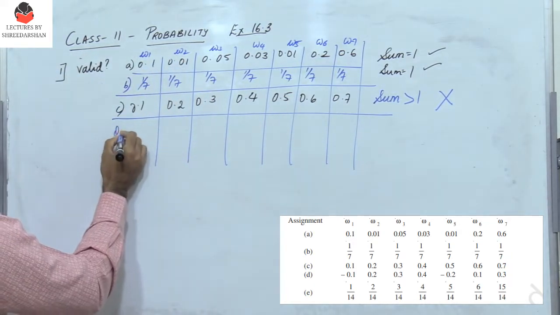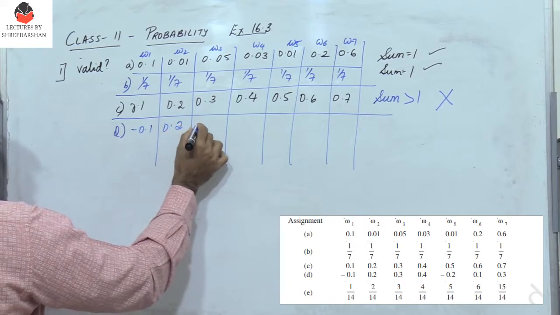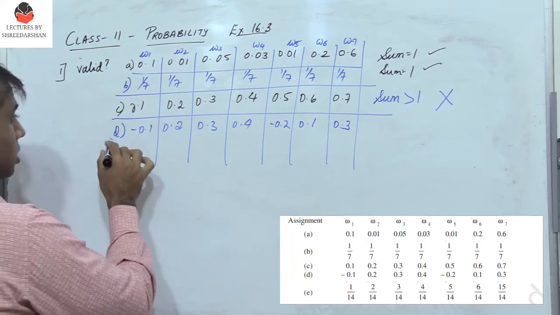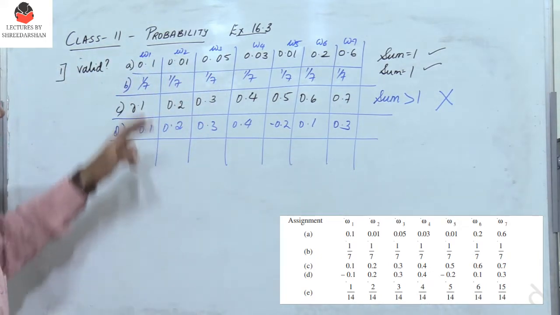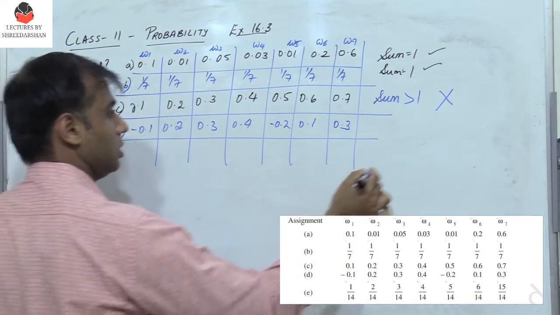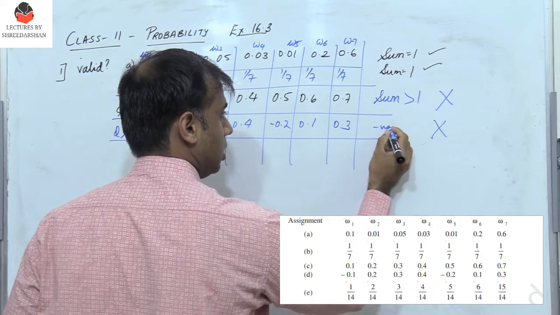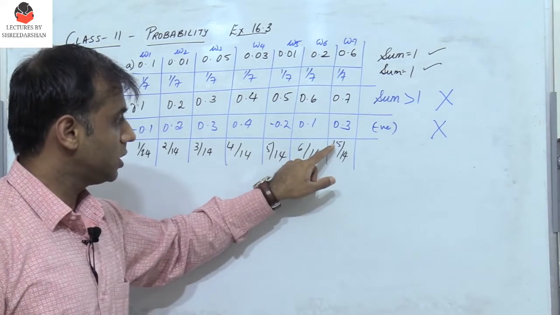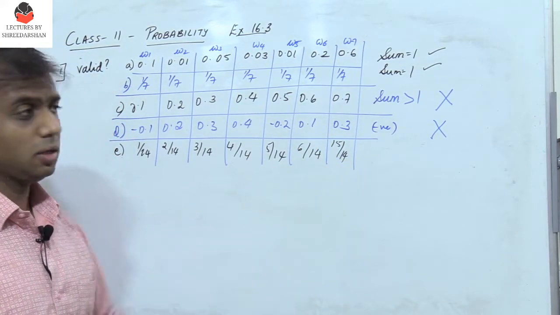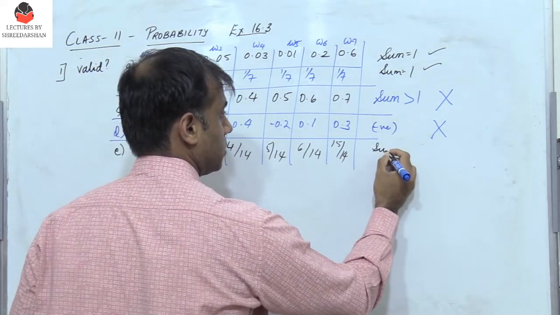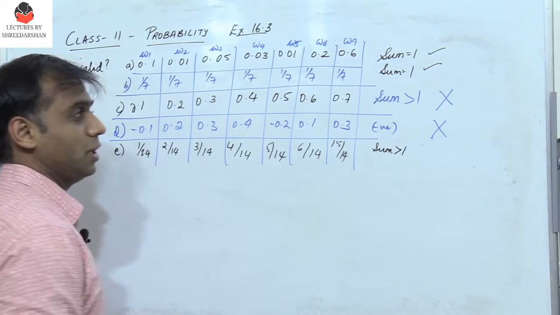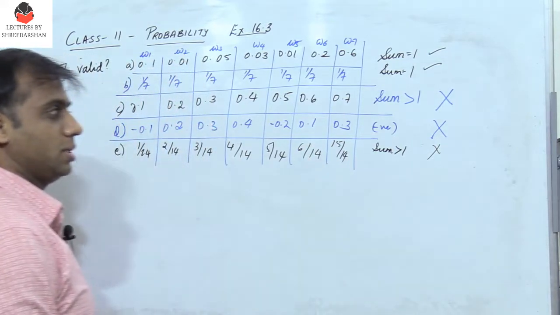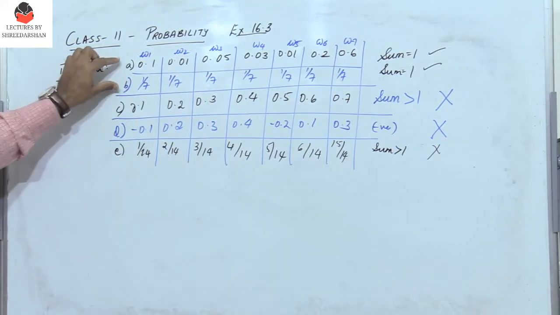Next, D: minus 0.1, 0.2. The moment you observe a negative probability, you know that this is not a valid probability assignment, because probability of any outcome can never be negative. So therefore, this is not a valid probability assignment because you have a negative probability occurring here. If you observe the last one, there is no need for us to add, because we observe that you have 15 by 14, which is greater than 1. So therefore, the sum also will be greater than 1, and also the probability of an occurrence can never be greater than 1. So this also is not a valid probability assignment. So only the first two are valid probability assignments.